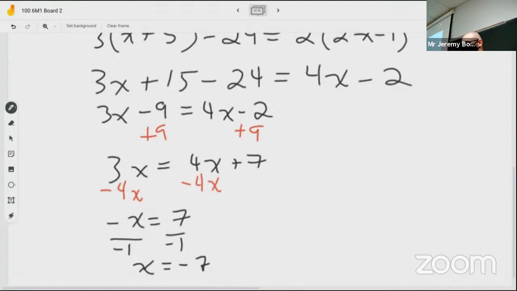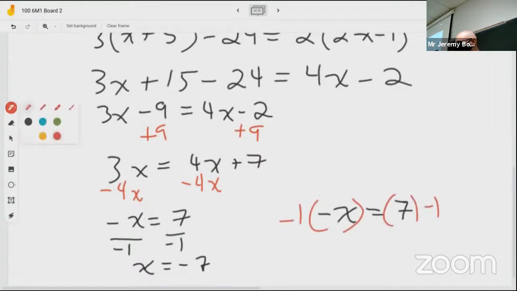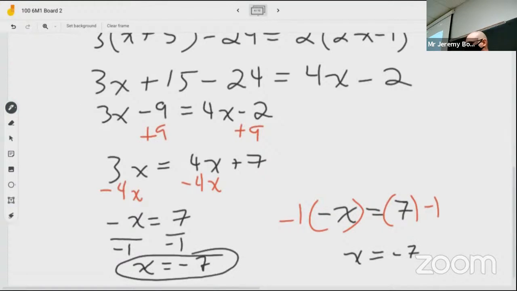The other way to go about it, in case anyone's curious and maybe it makes more sense to you, is if we have negative x is equal to 7, we could multiply both sides by negative 1. It's really the same operation happening. Just different semantics, I guess. And so x is going to equal negative 7. Either way, we get the same answer. So I like doing a division thing.